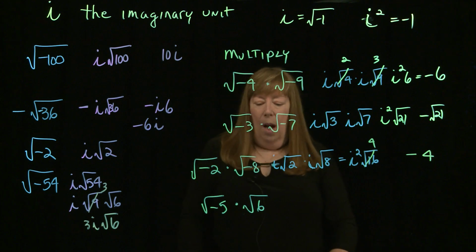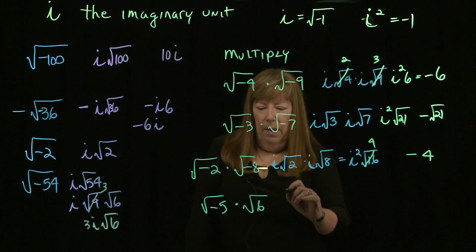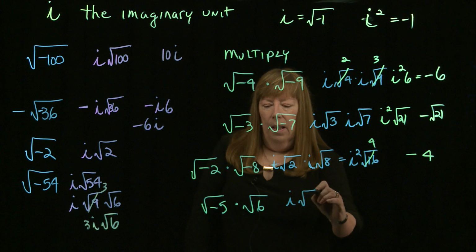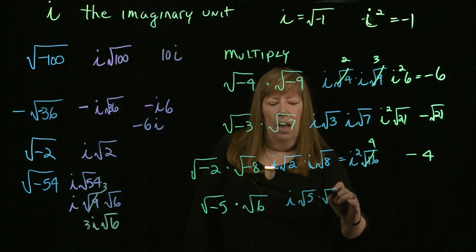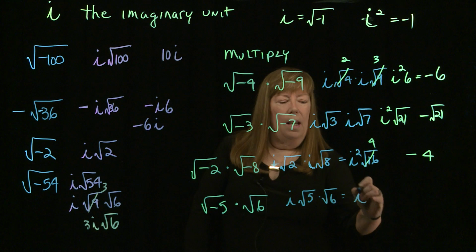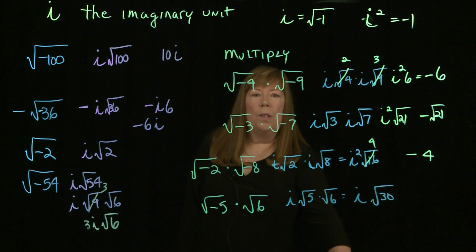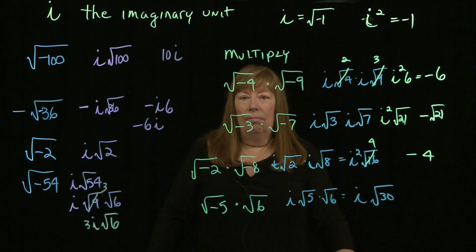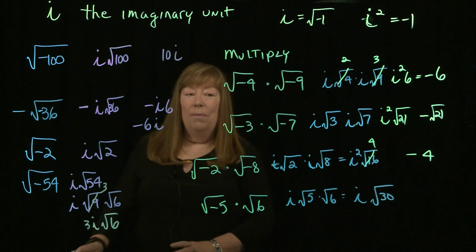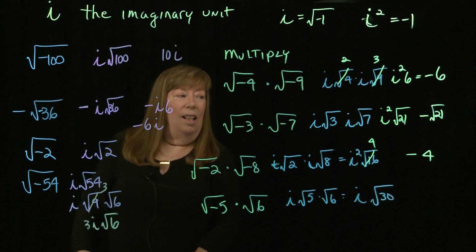Square root of -5 times square root of 6. Let's go ahead and simplify it first. i times the square root of 5 times the square root of 6 gives me i times the square root of 30. Any perfect square factors in 30? Nope. So that's it and you're done. Welcome to i.